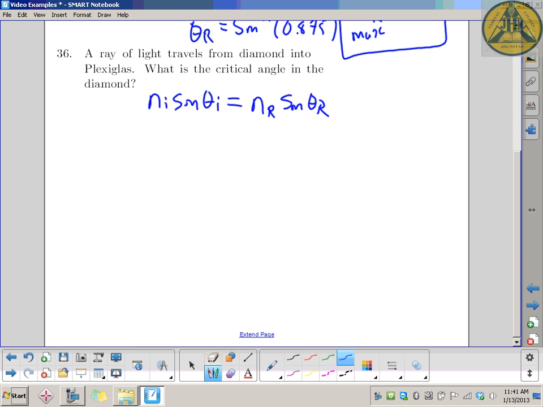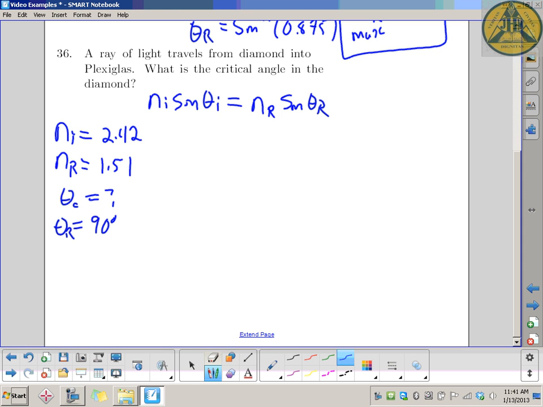Now we're going from diamond into plexiglass, and that's important. We need to go from a material where light travels slow to where light travels fast. Otherwise, we can't have a critical angle. Diamond 2.42. My refracted is plexiglass, or lucite, 1.51. My incident angle, that's my critical angle, and I'm going to call that theta C. That's why we have it in our notes. That's what we're trying to figure out. My refracted angle, in theory, again, if it's critical angle, is 90 degrees.